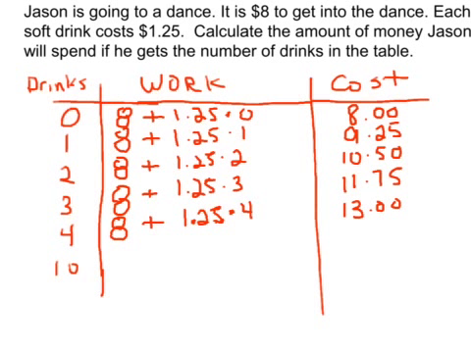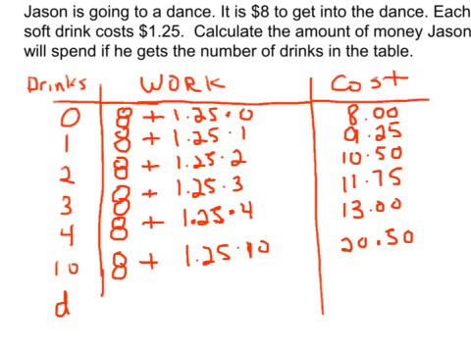So let's bump it up a little bit. What happens if he buys 10 drinks? Meets some friends there, decides that he's going to buy something for them. So that would be 1.25 times 10. So 10 times 1.25 is $12.50 plus $8 is $20.50.